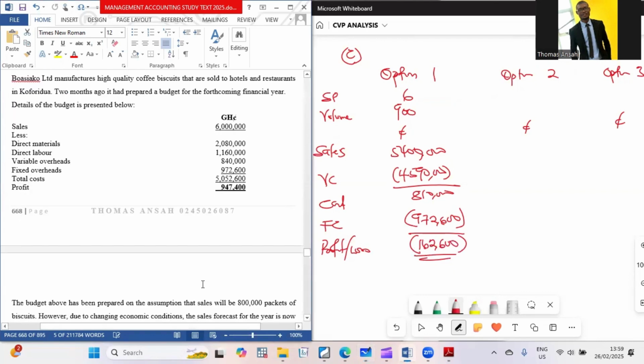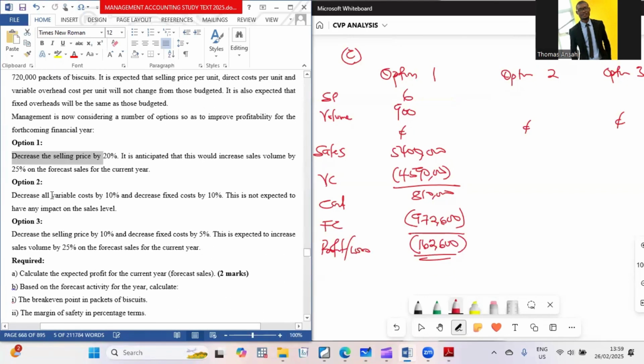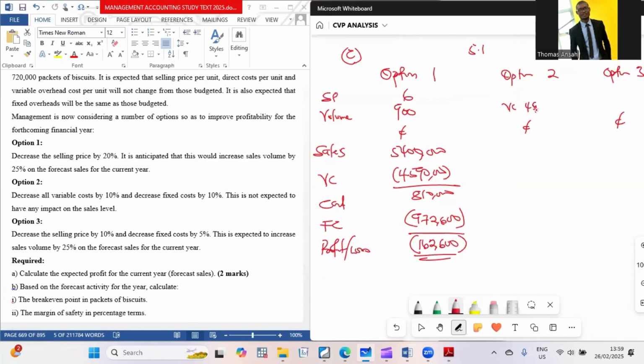These things are just pure English and mathematics. Option 2, decrease all variable cost by 10%. I saw that the variable cost was 5.1 in total. So if I'm going to decrease it by 10%, it's 5.1 multiplied by 0.9. That is 4.59. That is now the new price. So the variable cost will be 4.59.